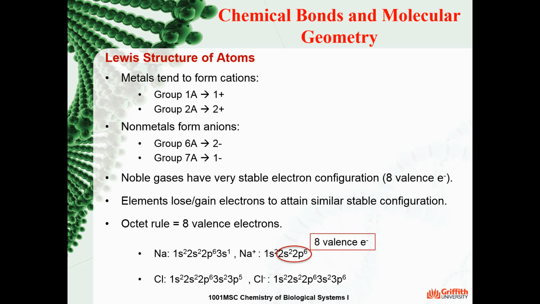Similarly, chlorine has 7 valence electrons in the outer shell, so it needs to gain 1 electron to have 8 electrons in the outer shell, and consequently a very stable electron configuration. Because the chloride gained 1 extra electron, it forms an anion with 1 negative charge.